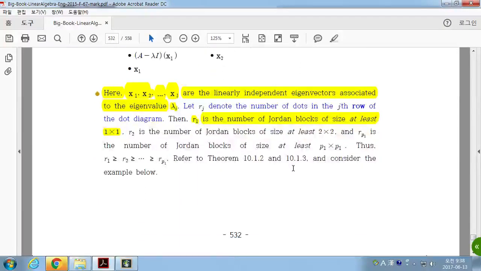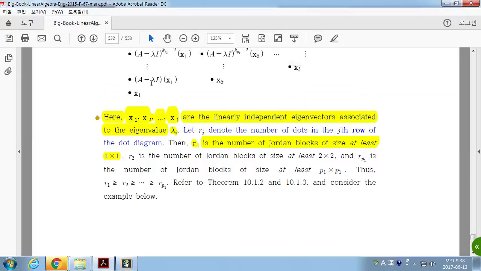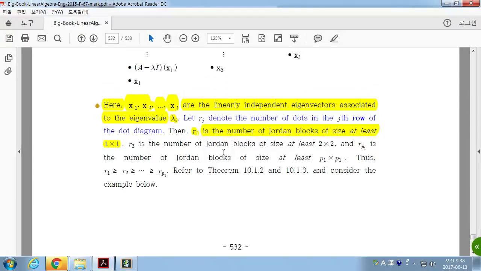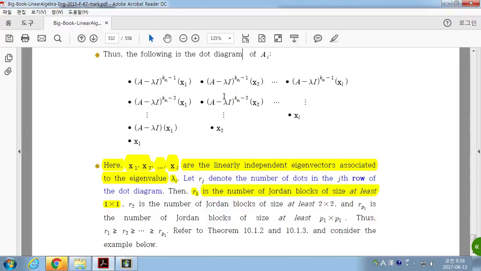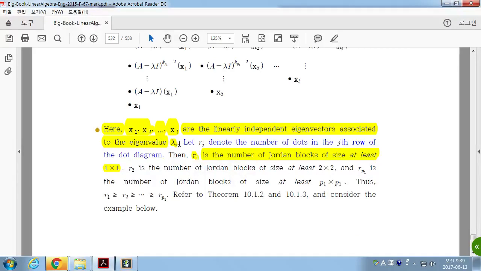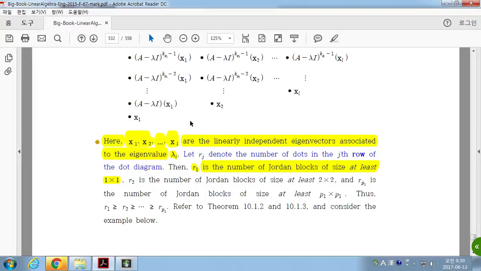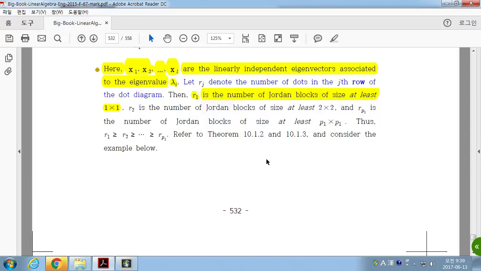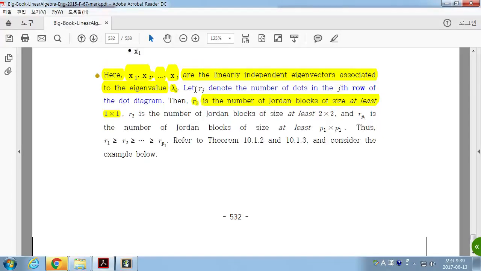Here, the x_i's are linearly independent eigenvectors associated with lambda I. So here we should have lambda I written, and this gives us the information on how many Jordan blocks we have and what the size of the Jordan blocks is for the corresponding eigenvalue lambda I. Okay. Anyway, okay, lambda.